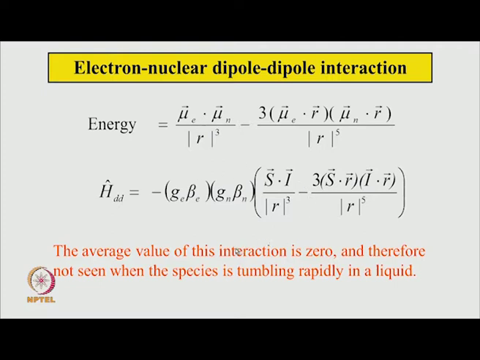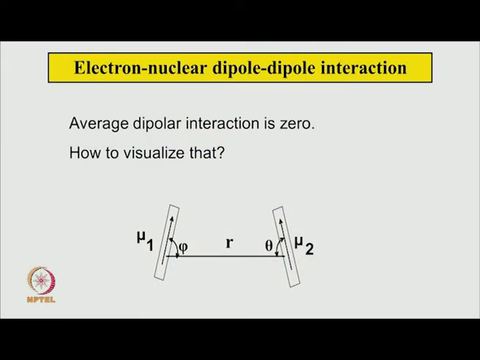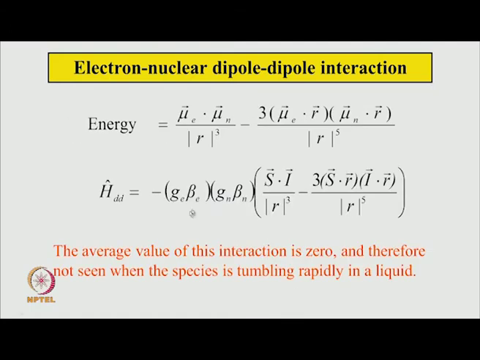Now, this dipole interaction is such that its average value turns out to be 0. When the species is tumbling rapidly, let us say in liquid or gas, when there are collisions of atoms, then the average value of this energy becomes 0. But how do you visualize that this energy of interaction becomes 0? It is not very obvious from this type of operator or this type of energy expression. Of course, one can calculate and find out that indeed it is 0 if we take care of all possible orientations, but let us try to understand at least qualitatively whether this energy can be 0.